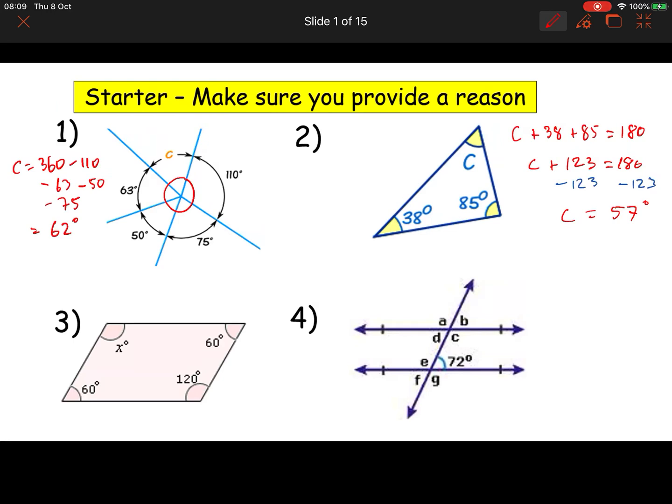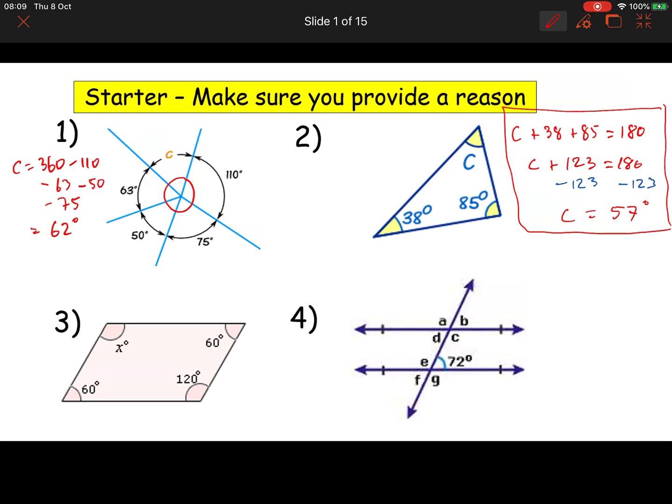So again, you see here how we can write things as equations. Honestly, if you look at maths in that way, it really is going to unlock a lot of problems for you. It's going to make life really easy. We can do number 3 as an equation as well.